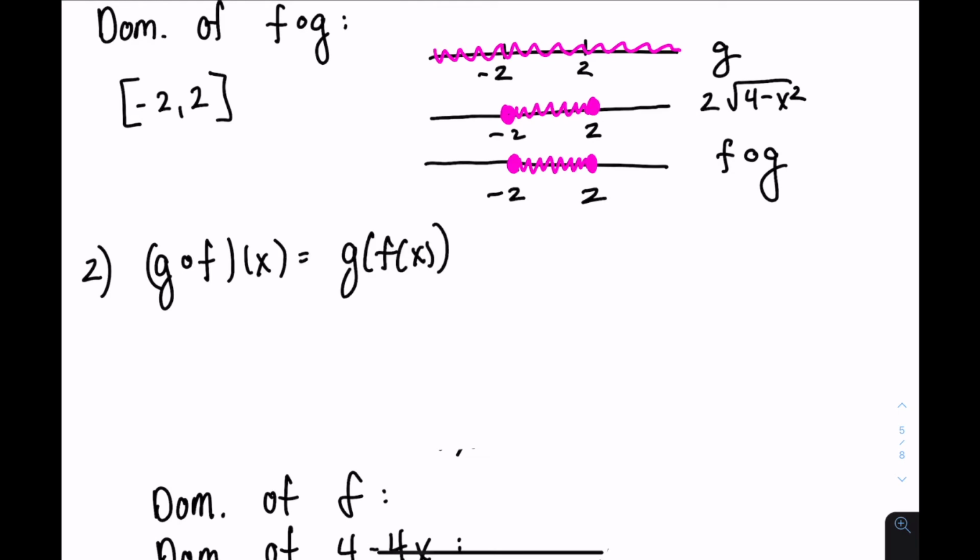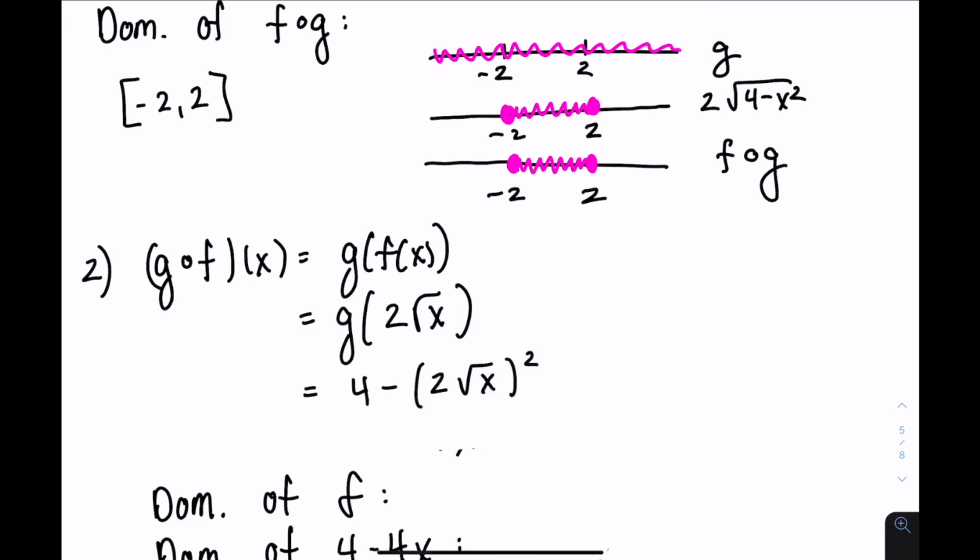So what we want to do is we want to take g and evaluate it at f of x. So f of x is 2 root x. So anywhere we had an x in our original expression, it's going to get replaced by 2 root x. So remember the function g was 4 minus x squared. So I'm going to get 4 minus 2 root x squared. So be careful when you distribute that square. It distributes to both. So the 2 gets squared, the root x gets squared. And now you get 4 minus 4x.